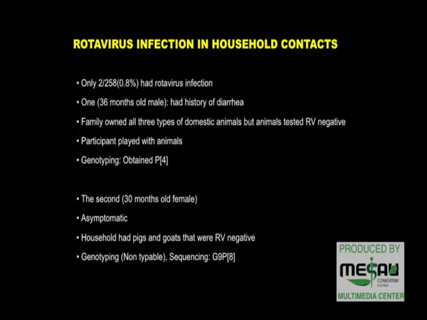Then the second child did not have symptoms of diarrhea. In this child's house there were also pigs and goats. When we tried to type, we failed to get the genotype, so we went ahead and did Sanger sequencing, and we found that they had G98.